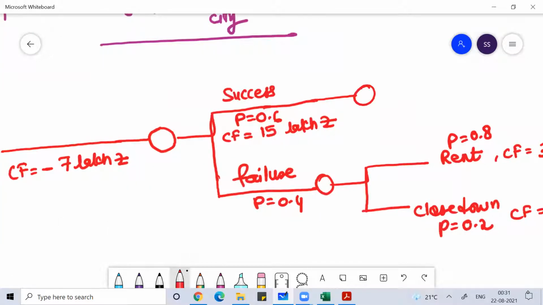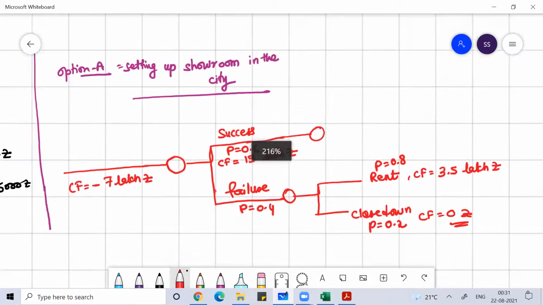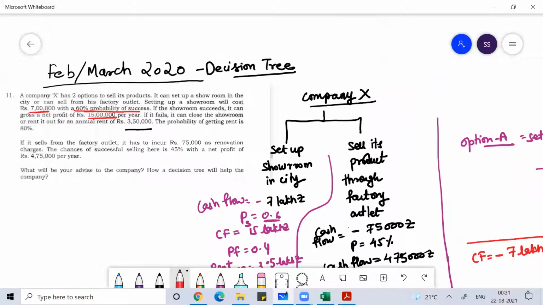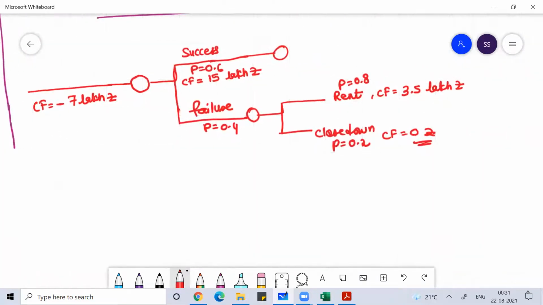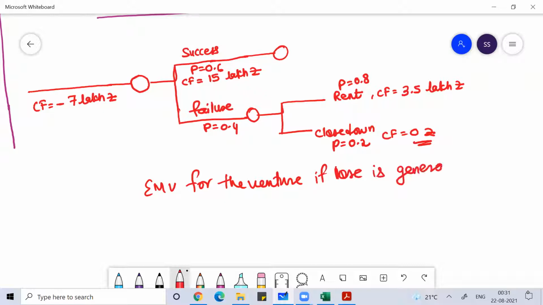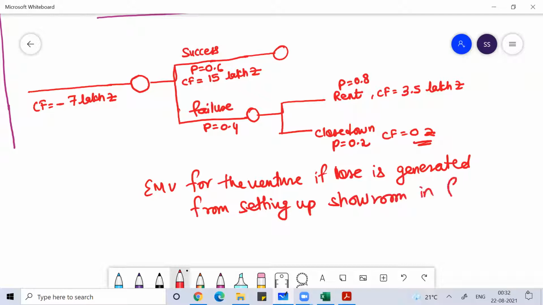This will be your decision tree. Is any other data given for option one? So I just need to find the economic value here. So the economic value for the venture, if loss is generated initially from setting up the showroom, and so on.